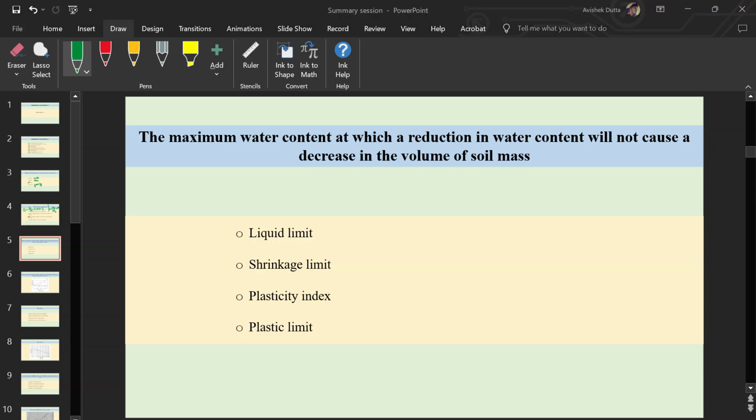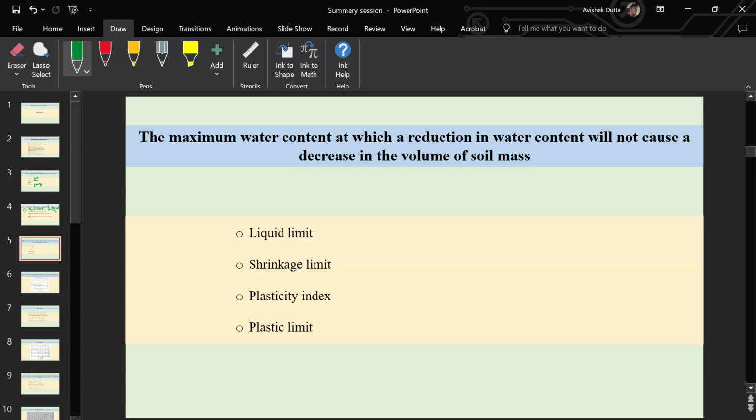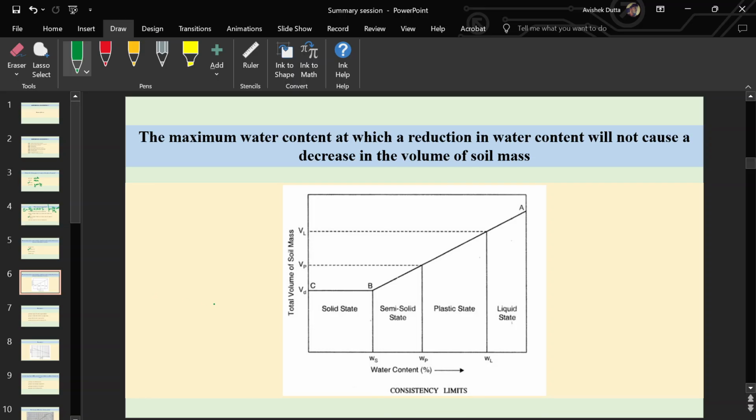I guess shrinkage limit. Yes, you said shrinkage limit, right? Yes, shrinkage limit is the correct answer. Good. Shrinkage limit is the correct answer. Why? Because we need to see this graph, and we need to understand which parameters lie at which positions.